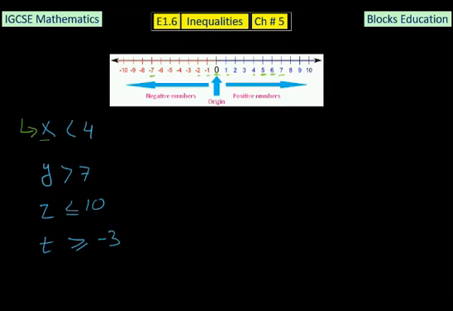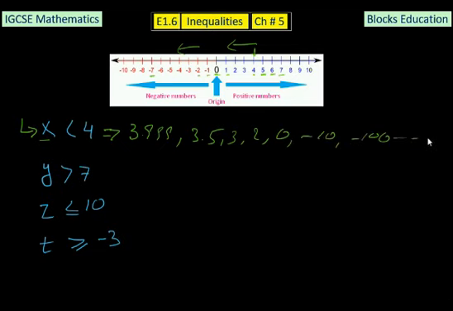So it means that x consists of the numbers 3.999. See, it is very close to 4 but not equal to 4. So one of the possibilities could be x might be 3.994. From 4, you have to travel to the left side of it, and 4 is not included. So all those numbers could be 3.5, or 3, or 2, or 0, or minus 10, minus 100, and so on. All these numbers are less than 4.